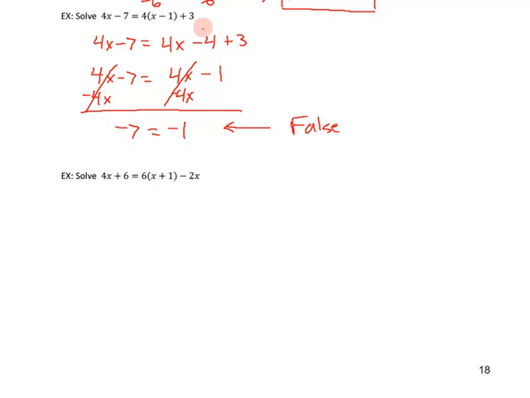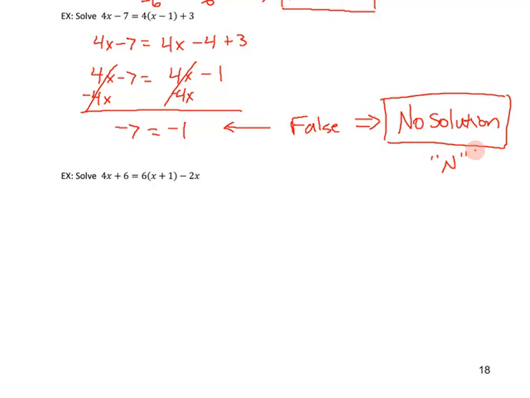Which means no matter what x we started with, it's always going to be false. So if that happens, if the x's drop out and the resulting equation is a false statement, that means there is no solution. And that's what you write your answer as, no solution. In fact, in the computer, you're going to just type in capital N. And it tells you that in the instructions. If there's no solution, type a capital N.